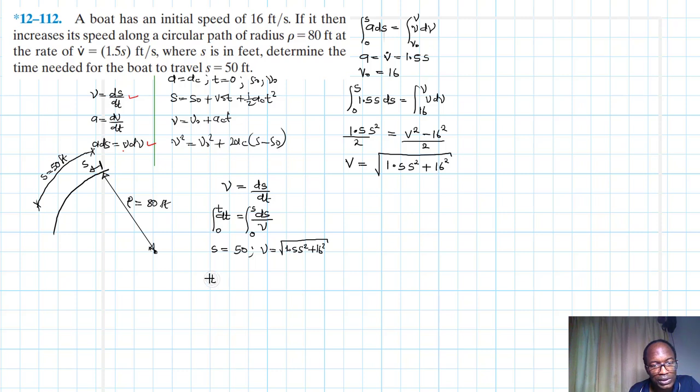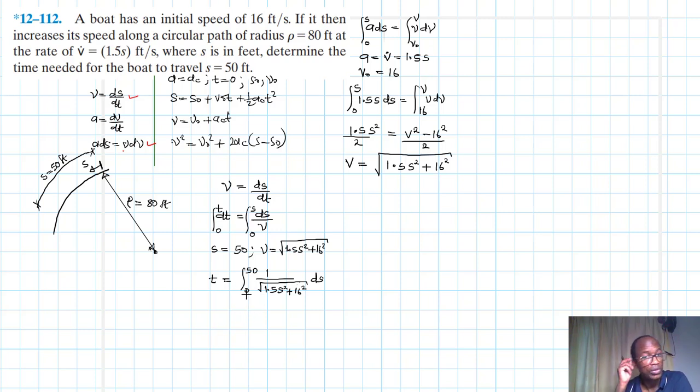Plugging this in, we are going to have t equal to the integral from 0 to 50 of 1 divided by the square root of 1.5 s squared plus 16 squared, ds. Of course, this will allow us to find the time.